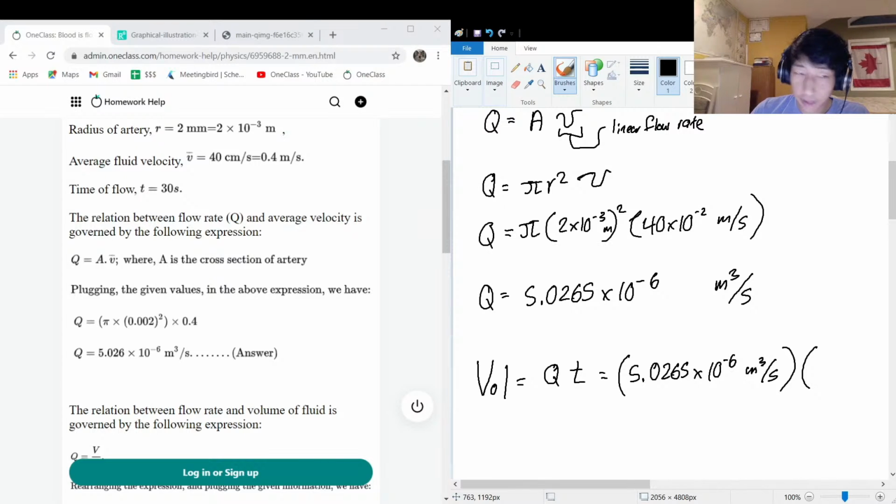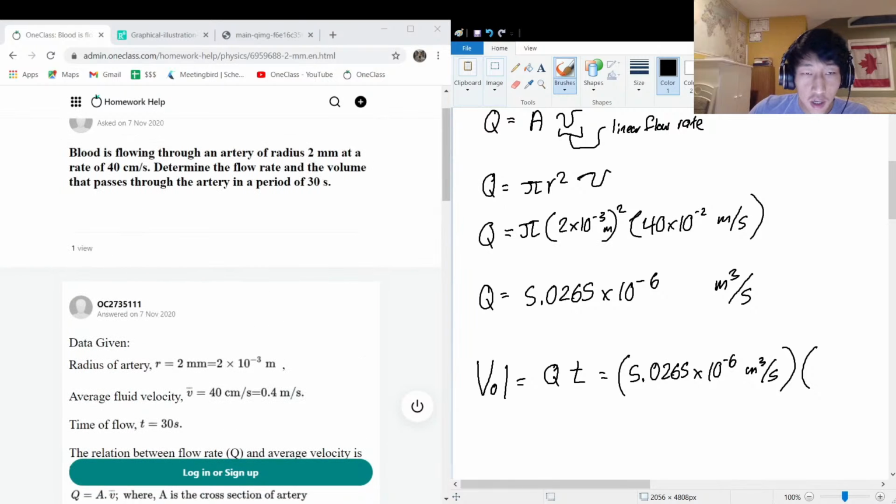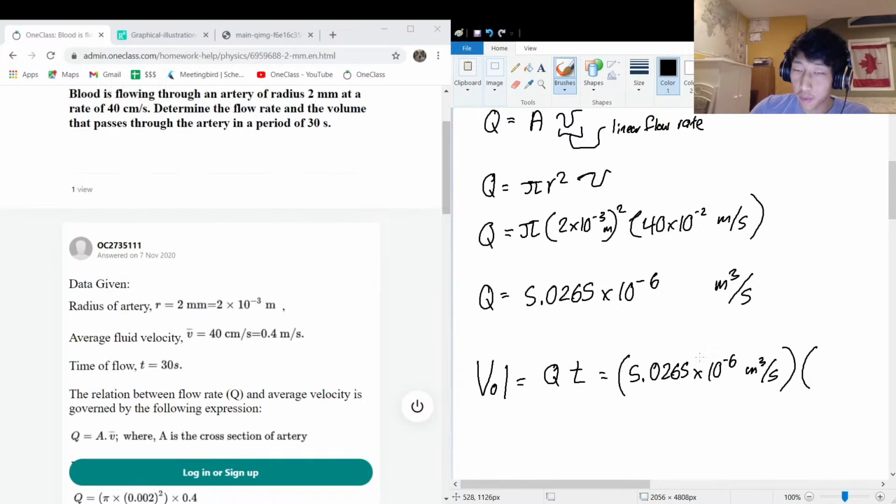So we multiply this by how long it asks for, 30 seconds. If every second we're flowing this much, we multiply that by 30 to get how much we'll get in 30 seconds. So let's pull out the calculator. We still have the old value of 5.026 times 10 to the negative 6 meters cubed per second. Multiply that by 30, and what do we get?